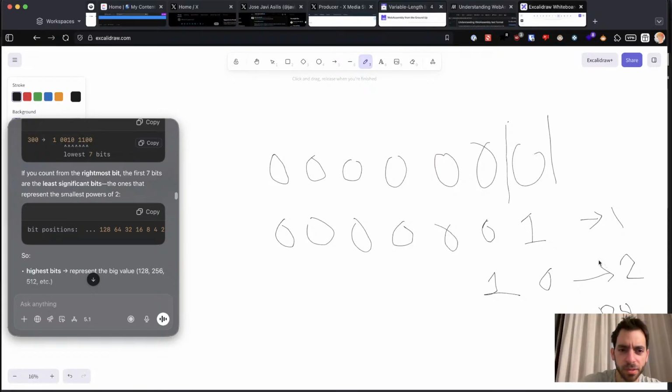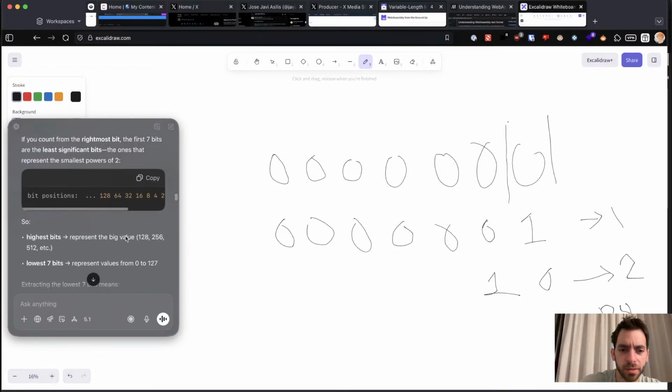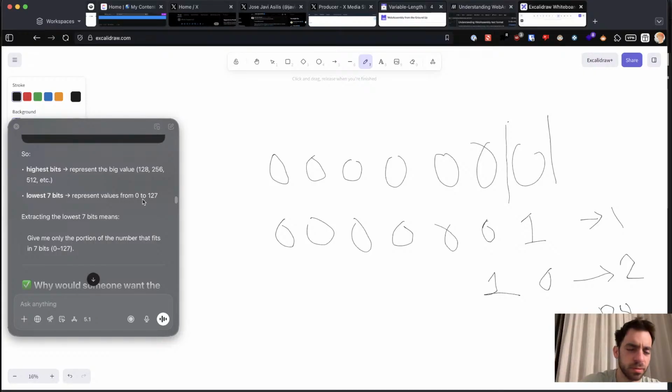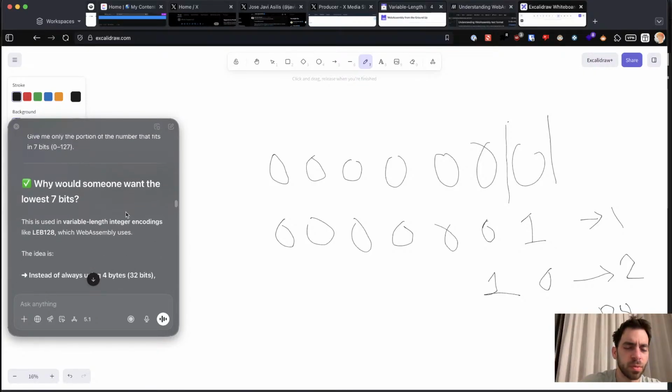And since we have a 0-based index, it will start at 0, yeah. So to 127.